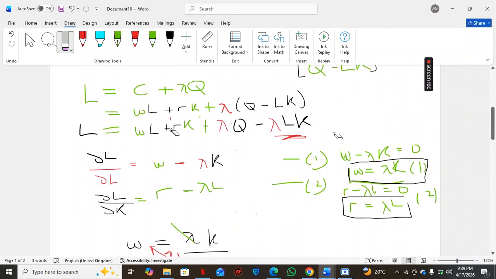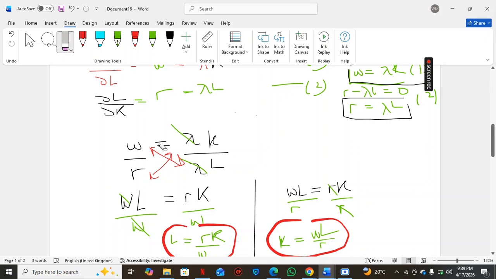After you set up this function, derive it with respect to L and with respect to K. When you derive with respect to L, we got W minus lambda K. When we derive with respect to K, we got R minus lambda W. Then make W and R the subject of the formula: W equals lambda K, R equals lambda L. List them as equation 1 and equation 2. Divide equation 1 by equation 2, W equals lambda K over R equals lambda L. You get rid of the lambdas so that you remain with W over R equals K over L.